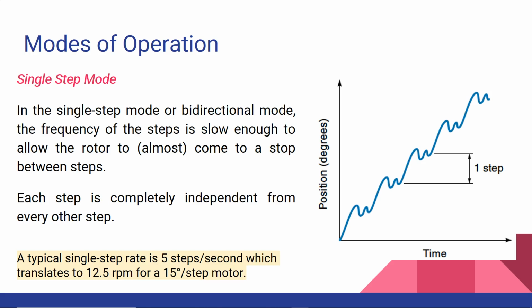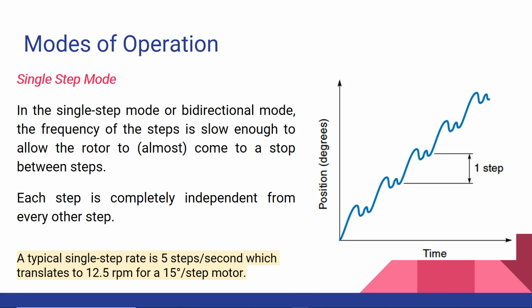First mode is single step mode. In single step mode, the operation is based upon the fact that each step in the stepper motor is completely independent from every other step. That is, the motor can come to a stop or it can even reverse direction at any time. Therefore, in this mode, the controller has complete and instantaneous control of the motor's operation. And also, there are higher chances that the controller will not lose the count because each step in this mode is very well defined.